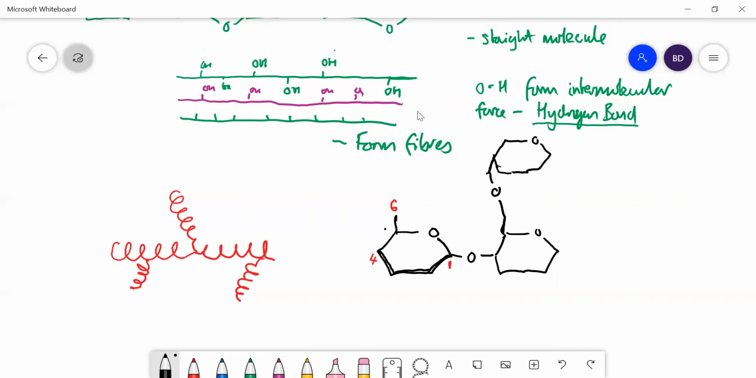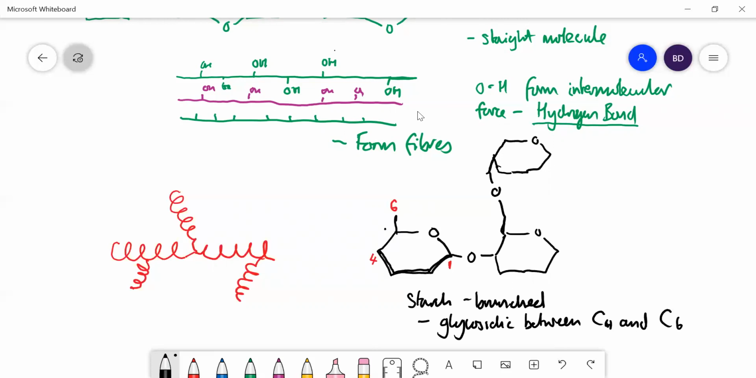So starch is branched, and the branches are a glycosidic bond between carbon number 1 and carbon number 4 and carbon number 6.